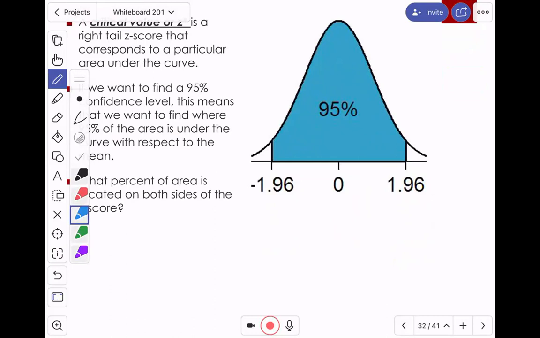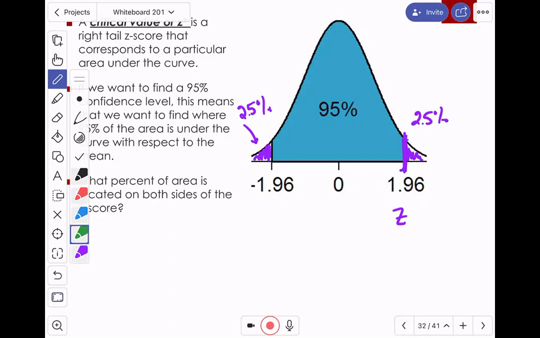Y'all got that? So if I have 5%, how much is on the left? 2.5% on the left. How much is on the right? 2.5%. So over here is 2.5%, and over here is also 2.5%. I want to find the z-score that corresponds to this value right here, that right-hand z-score. That's the critical value I'm marking right there.